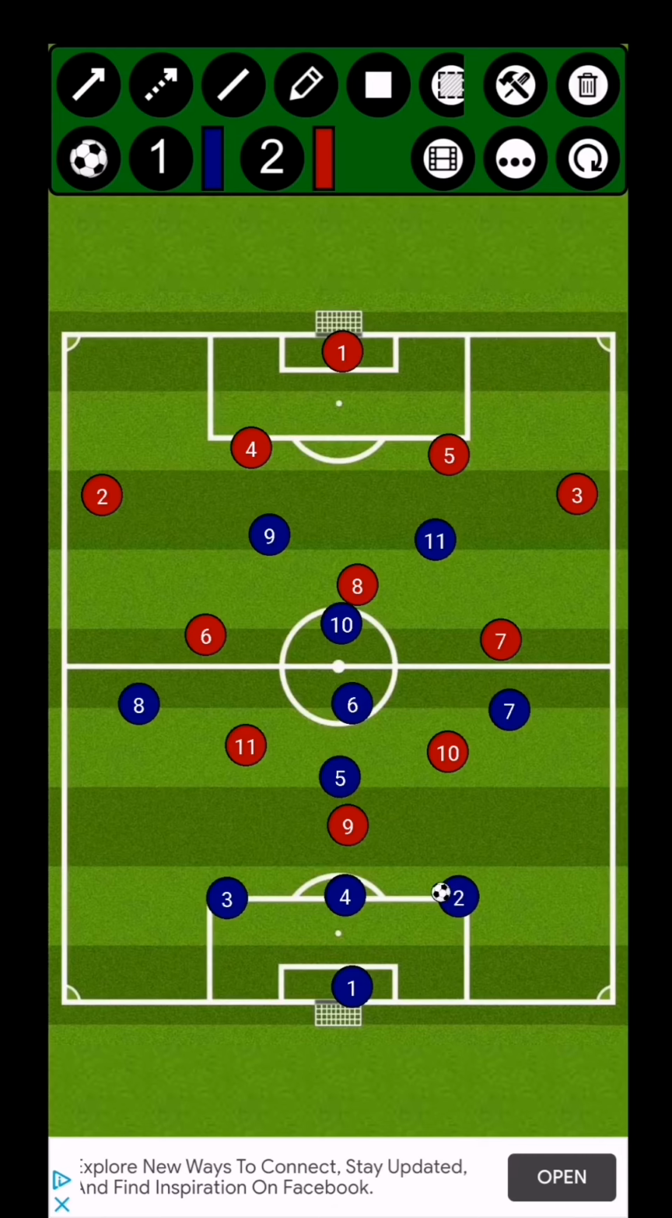Okay, in this specific video I will be talking about the general behavior on the field when we do have the ball versus when we don't have the ball.